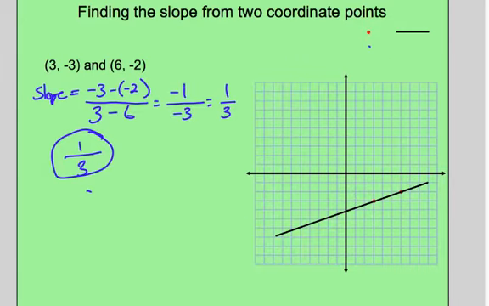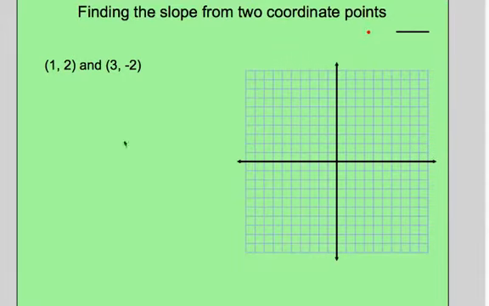All right, let's try another example. Why don't you go ahead and try this one on your own, and then I will go through it and check your work. All right, let's see how you did.